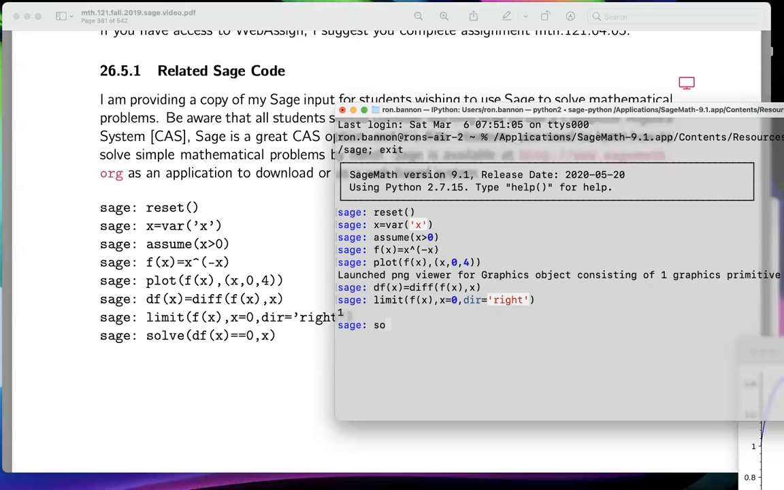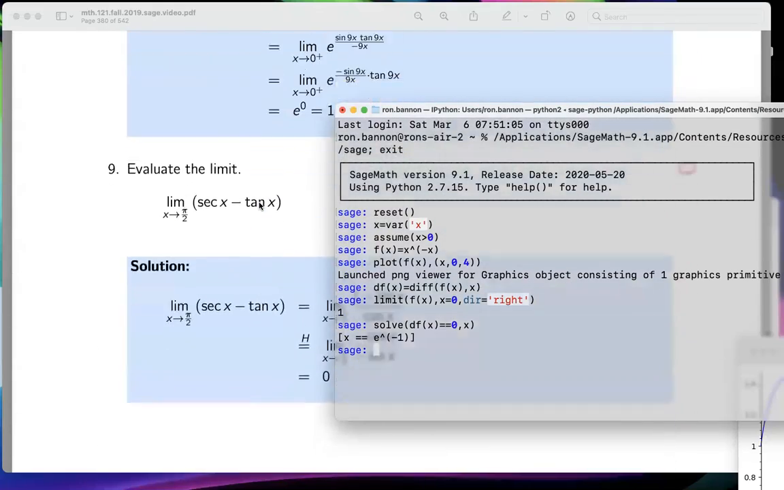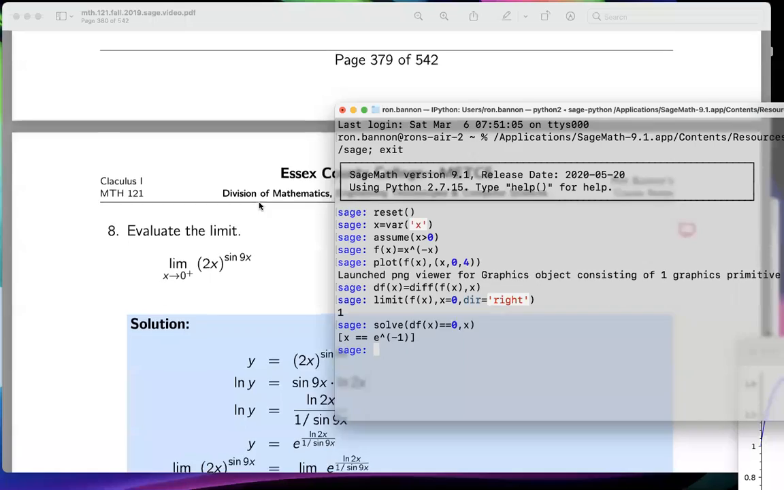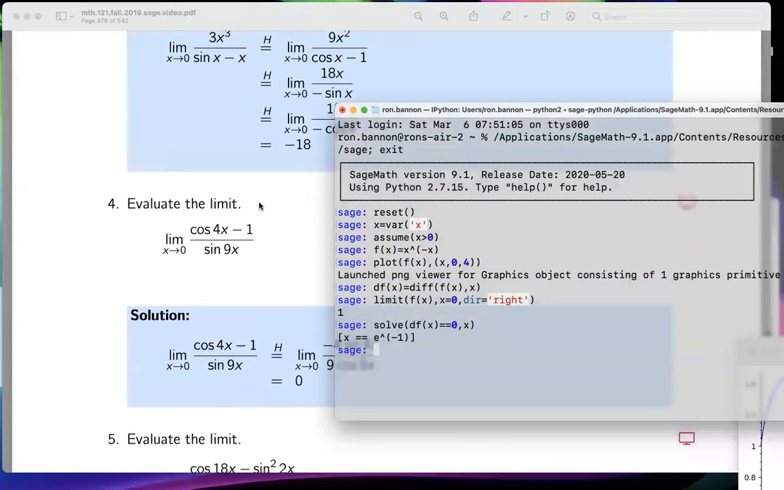And then it says solve. We'll go back over the notes and look at this in a second. Solve the derivative for when it equals 0. That's an equation, so we use a double equal sign. And let's take a look. It says e to the minus 1. So what I want to do is go back over the notes with you. And I say this all the time, you need to go back over the notes and look at the problems, right?